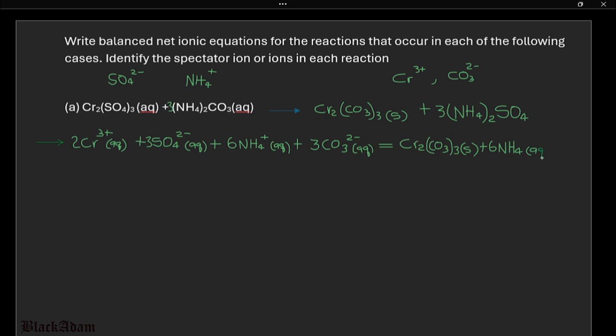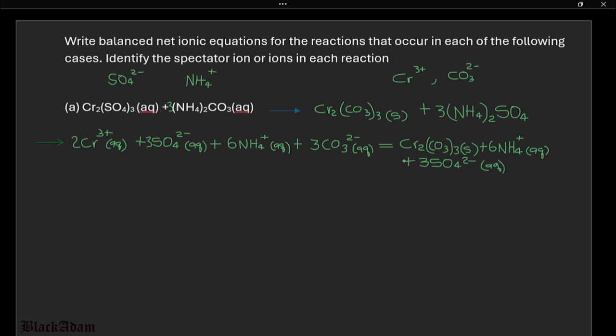Which is aqueous. So next is sulfate, 3 times 1 is 3. So we have 3 sulfate ions. Sulfate is 2 negative, which is aqueous in format. And now that's the left hand side of the equation, and that's our right hand side. So the left is reactant, the right is product.